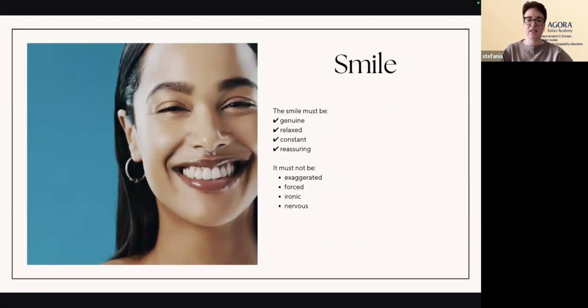Smile. A relaxed smile, genuine, constant, and reassuring. A natural smile, okay? Don't try to force yourself, but try to smile. Not exaggerated, not forced, not ironic, and not nervous. Take your time, especially on the first days, to experience and understand. It's normal that, especially in the first days, you will be nervous. But then try to be as natural as possible and smile. It's very, very important.